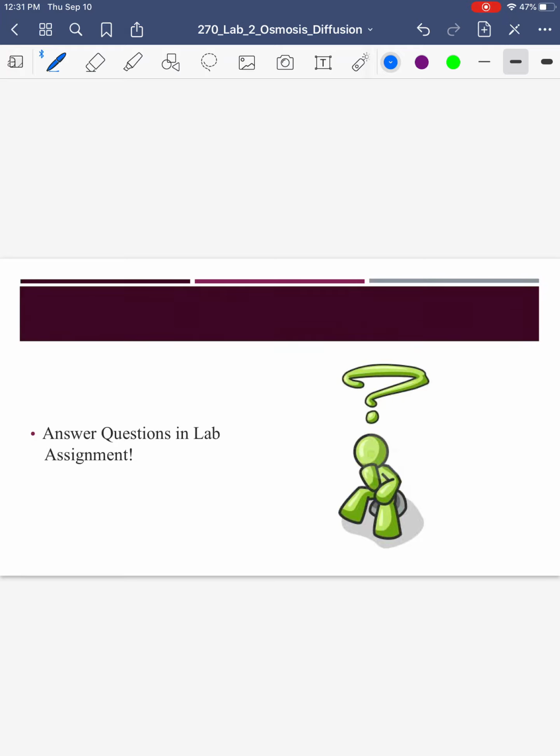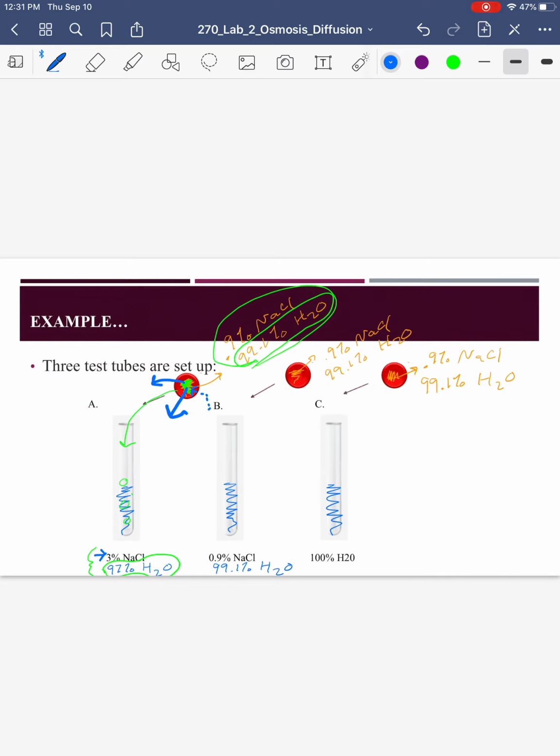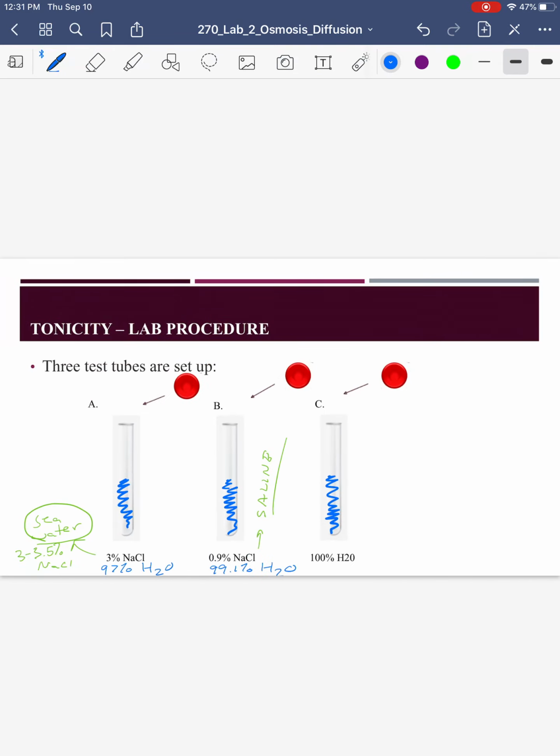Excellent. You're going to be able to answer the lab questions. I'm going to post a video of what it looks like when these cells take on water or lose water. And I'm going to leave you with a couple things here.